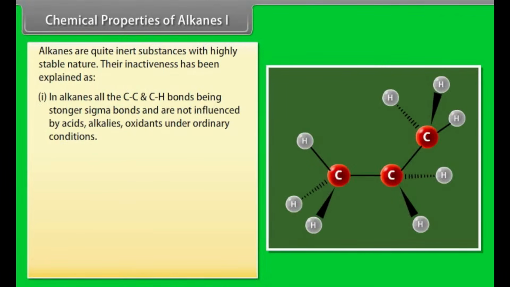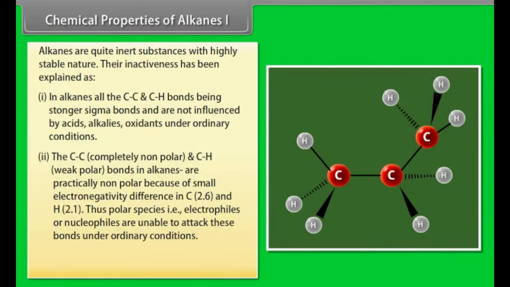Number 1. In alkanes, all the carbon-carbon and carbon-hydrogen bonds are strong sigma bonds and are not influenced by acids, alkalis, or oxidants under ordinary conditions. Number 2. The carbon-carbon bonds are completely non-polar and the carbon-hydrogen bonds are weakly polar, particularly non-polar because of the small electronegativity difference between C, 2.6, and H, 2.1. Thus, polar species, that is, electrophiles and nucleophiles, are unable to attack these bonds under ordinary conditions.